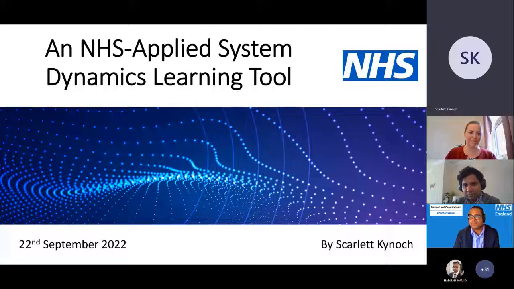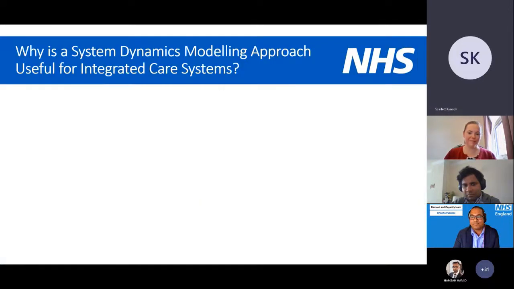I designed an NHS applied system dynamics learning tool. The general idea for this learning tool is that it was more applied for integrated care systems. So I just wanted to give a brief overview of what integrated care systems are. I'm sure a lot of you are very familiar with it, but just so you've got the general picture in your head and why we chose to go down this route.